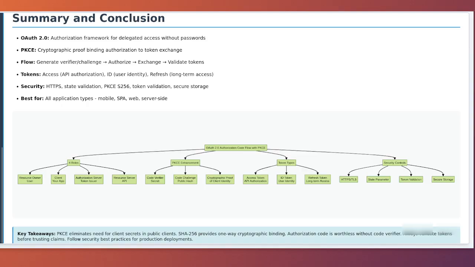Security best practices include always using HTTPS, implementing proper state validation for CSRF protection, using S256 code challenge method, strictly validating redirect URIs, keeping authorization codes short-lived, implementing single-use codes, storing refresh tokens securely with encryption, performing thorough token validation, using appropriate token lifetimes with short-lived access tokens, implementing rate limiting, monitoring for suspicious patterns, and staying current with OAuth security recommendations.